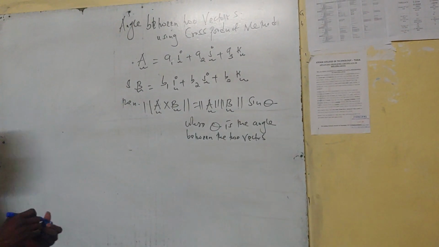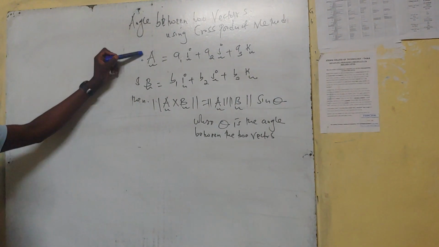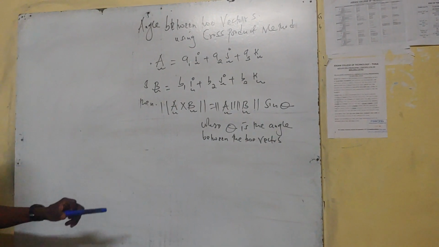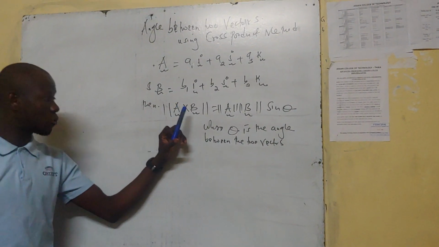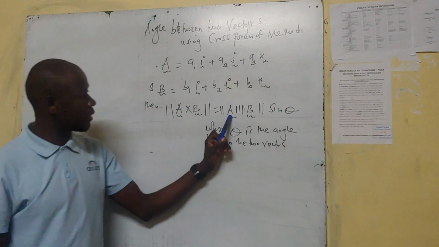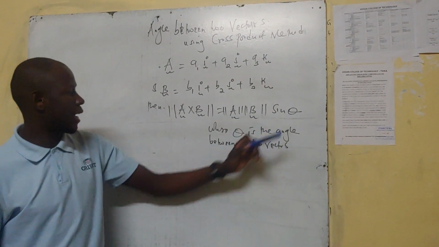So if you want to find the angle between any two vectors, that is vectors A and B, then the formula that we are going to use is: the magnitude of A cross B must be the same as the magnitude of A times the magnitude of B times sine theta.